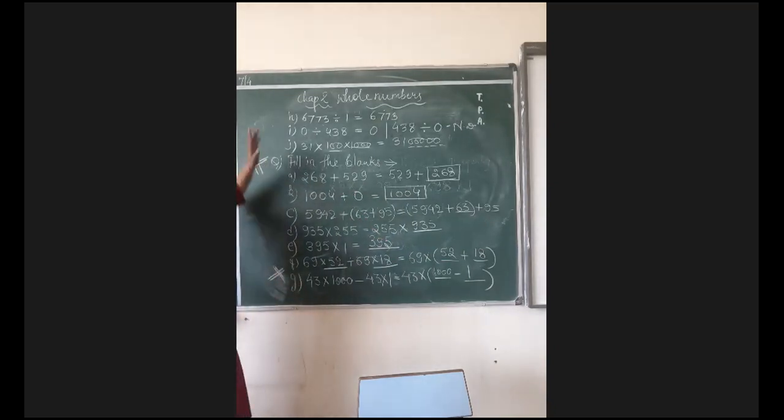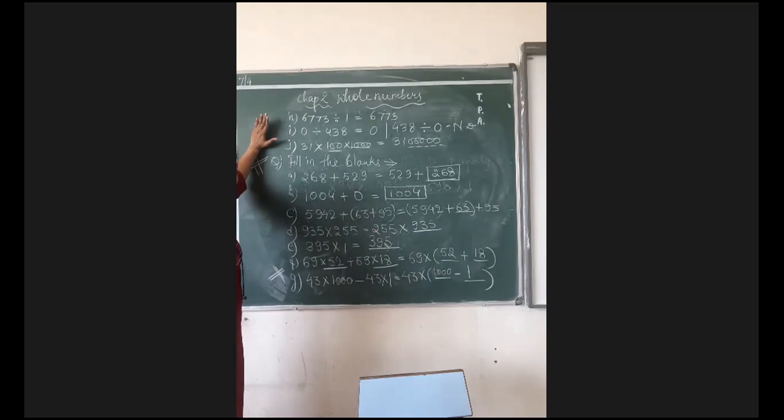Okay. Now let's move to question number H. Any number divided by 1 will give you the same number only, because 1 is called a universal factor. And a universal factor means 1 is coming in each and every table, and every number comes in the table of 1.